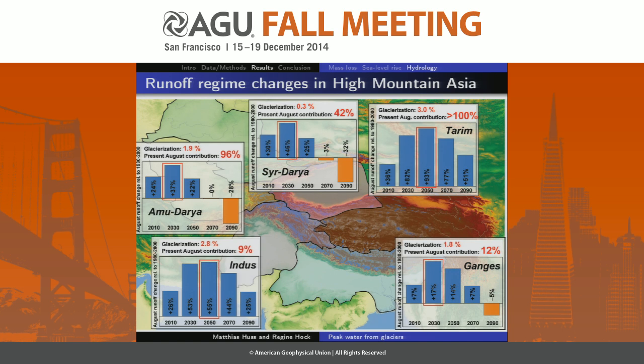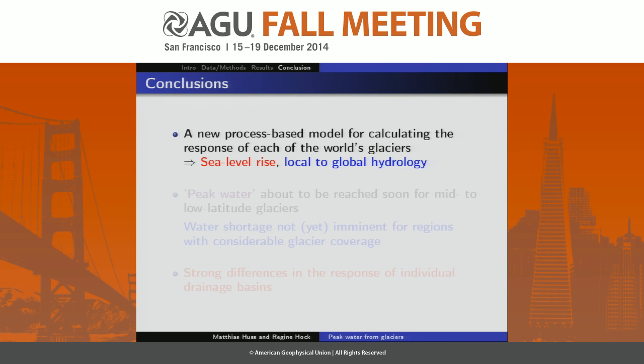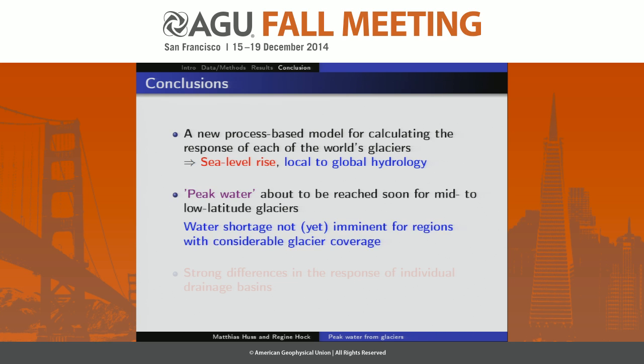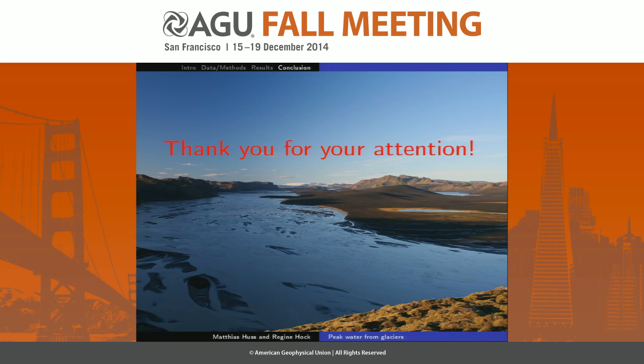I don't have time to go into detail here and would like to conclude. So we have presented a new process-based glacier model for calculating the response of each of the world's glaciers for sea level rise and local to global hydrology. Peak water is about to be reached for mid and low latitude glaciers, but water shortage is not yet imminent for catchments with considerable glacier storage, and there are strong differences in the response of individual drainage basins depending on their climatic regime. Thank you for your attention.